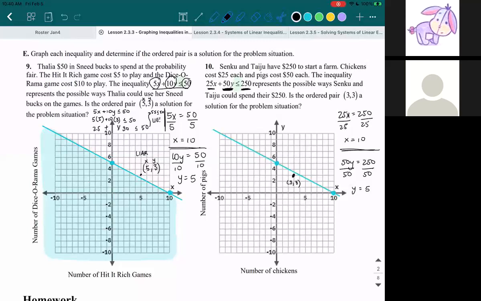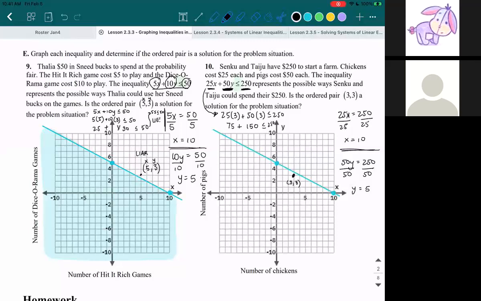So to do that, we're going to plug in 3 as our x and 3 as our y into our equation. 25x plus 50y is less than or equal to 250. I'm going to rewrite here. 25(3) plus 50(3) less than or equal to 250. Let's take a look if it's a true statement. So 25 times 3 is 75, plus 50 times 3, that's 150, less than or equal to 250.